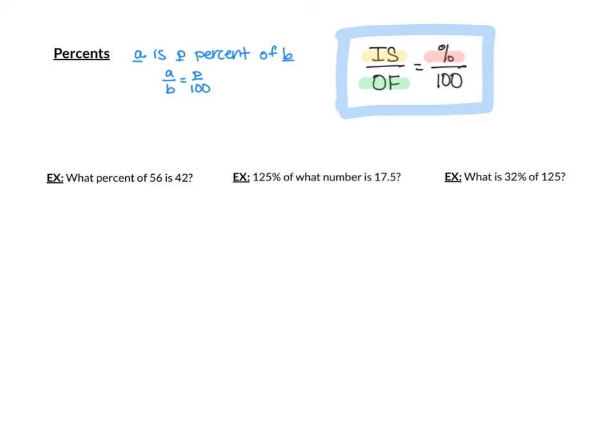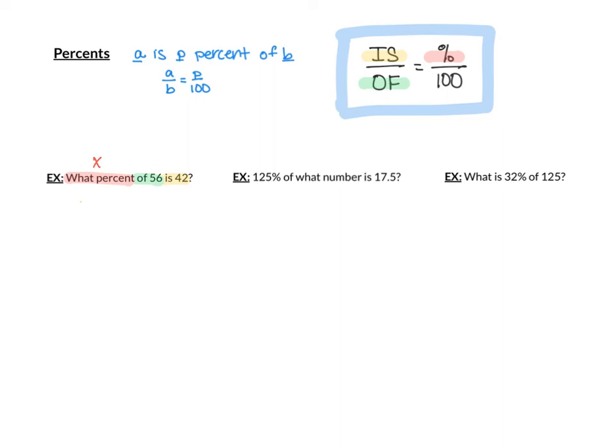So here's an example. This first one says, what percent of 56 is 42? I'm going to go through and highlight. I'm going to start with the word is. It says is 42. Then I see that it says of 56. And then it says what percent? So when I set this up, this means I don't know the percent. I do know the of, 56, and the is, 42. So this problem gets set up like this.